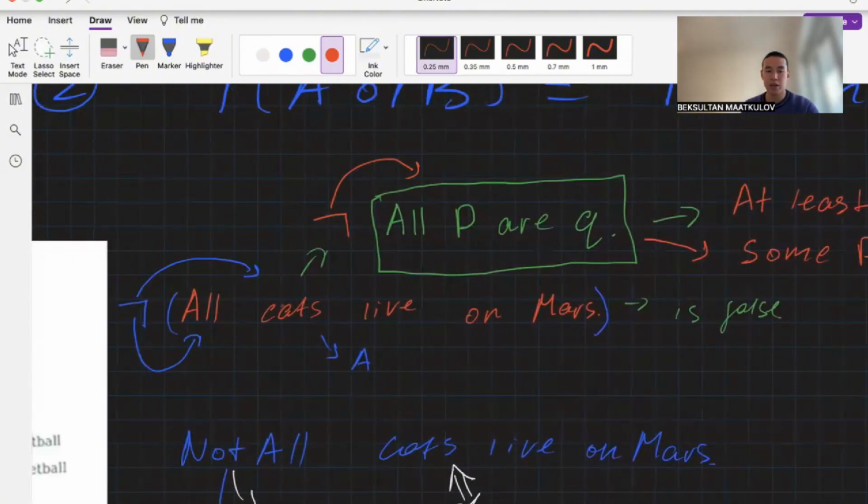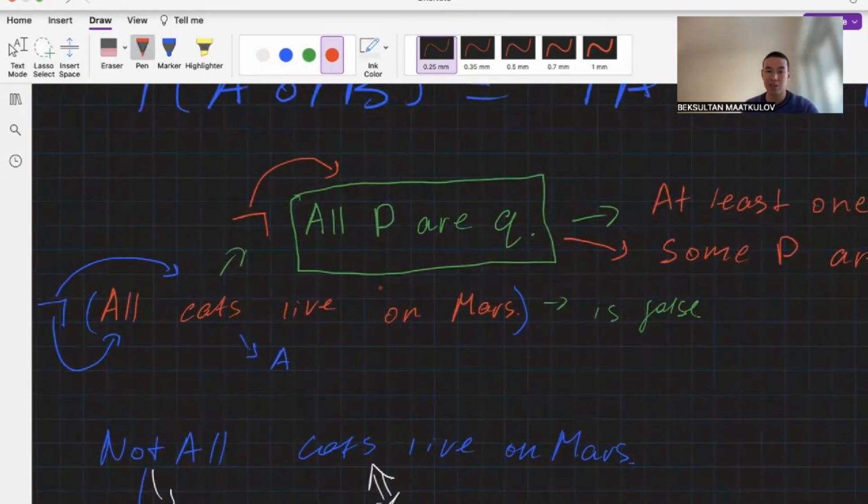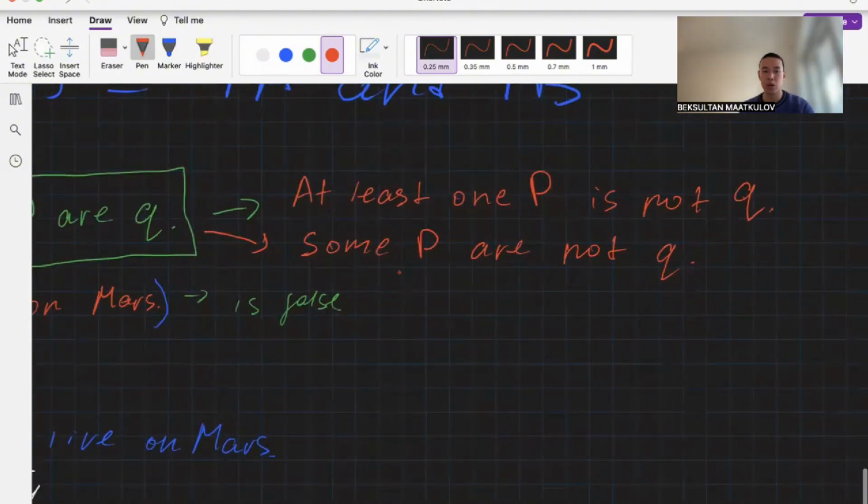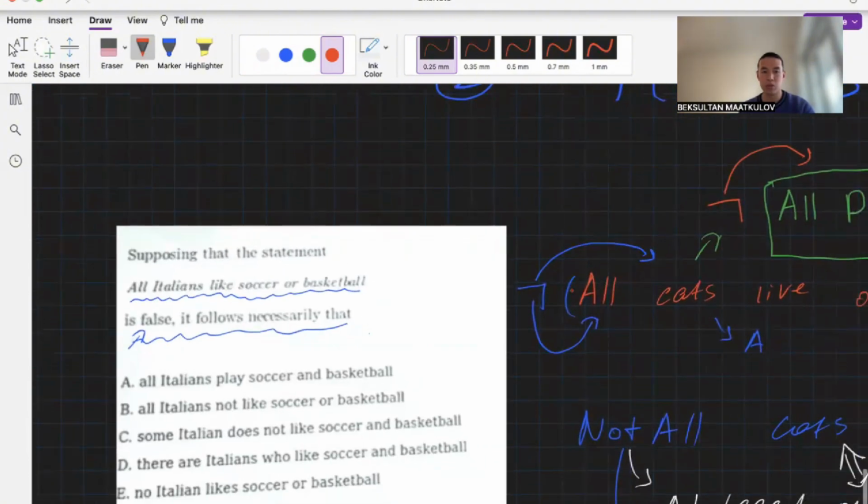So in this case, P is our cats, all P is all cats, and Q is the statement live on Mars. So basically all P are Q means that all cats live on Mars. And in order to negate it, you write at least one P is not Q, or you write some P are not Q. And we do the same stuff here.